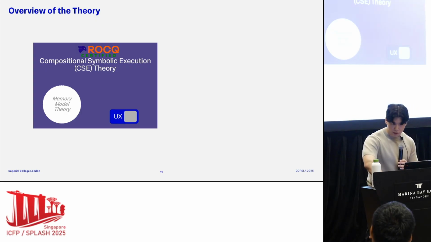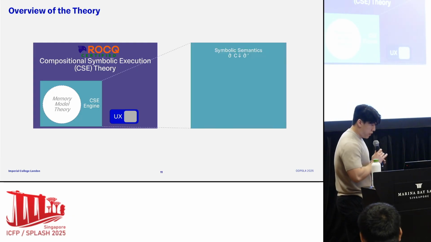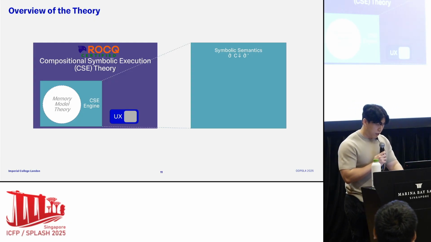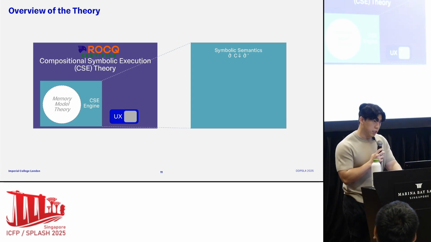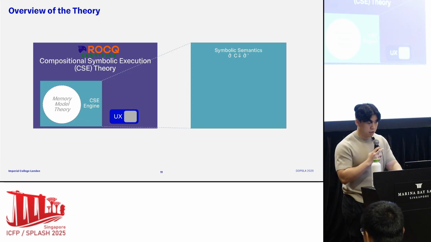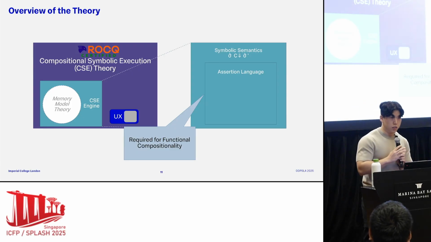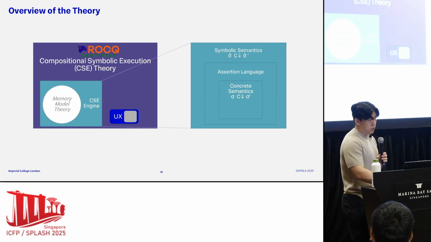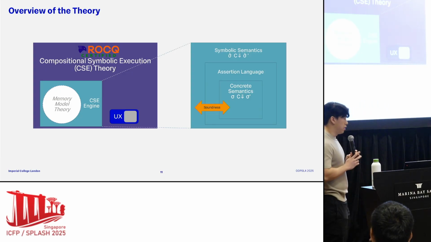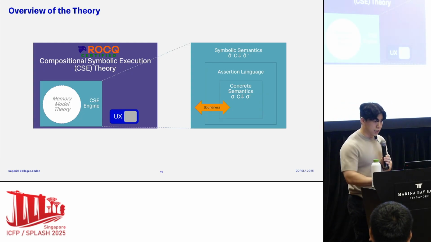So let's start with the theory. As I said, the main component is the CSE engine. If you zoom in, we have the symbolic semantics, which is pretty standard of symbolic execution. Because we're dealing with functional compositionality, we need a way to use function specifications during function calls. So we have an assertion language, and the symbolic semantics depend on the assertion language. Finally, to ensure that we have a soundness theorem stated, we have the concrete semantics. Really the idea is that we link between the symbolic semantics and the concrete semantics. Right, so that's the overview of the CSE engine.